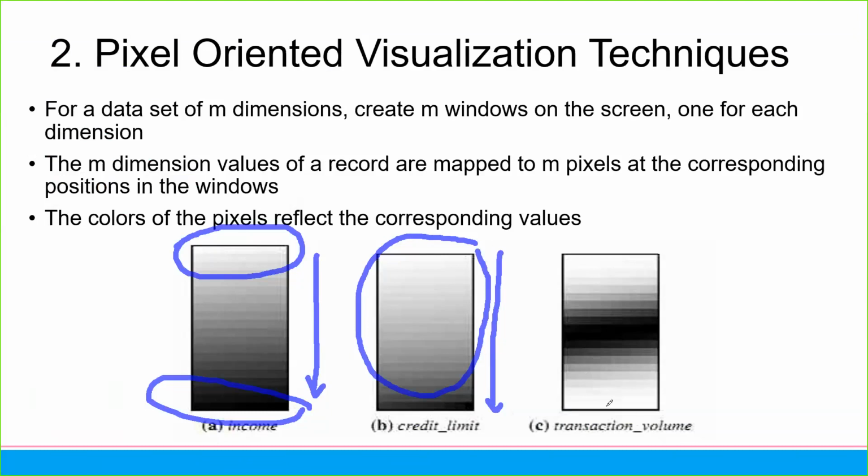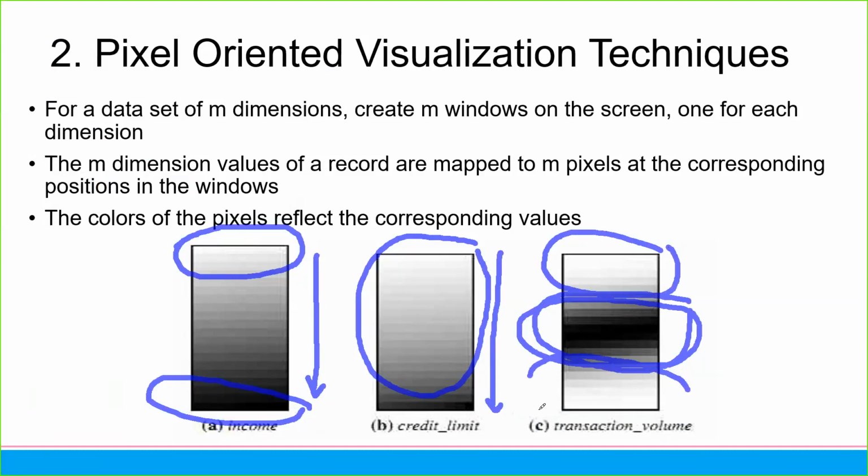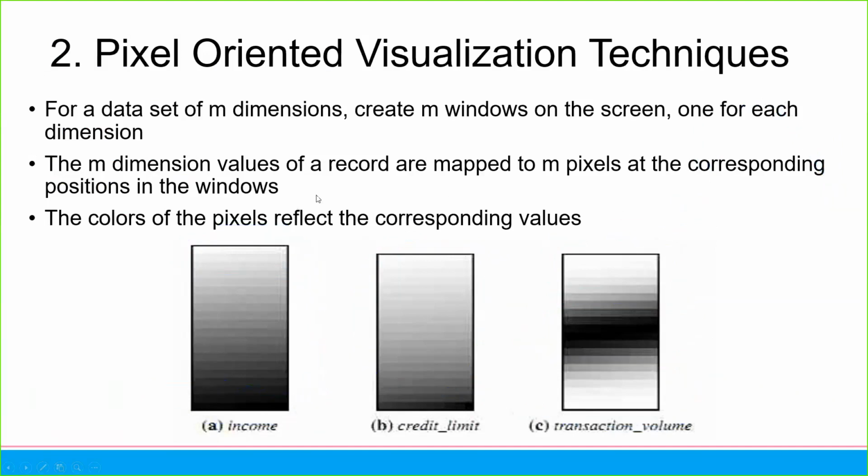What about the transaction volume? Okay, in the middle, it shows dark. Then there are many transaction volumes in this area. But small transaction volume or high transaction volume is very small. Maybe if we look at the distribution it will be something like this one. Small is very less and the high transaction volume is also less. So this is the meaning of pixel-oriented.